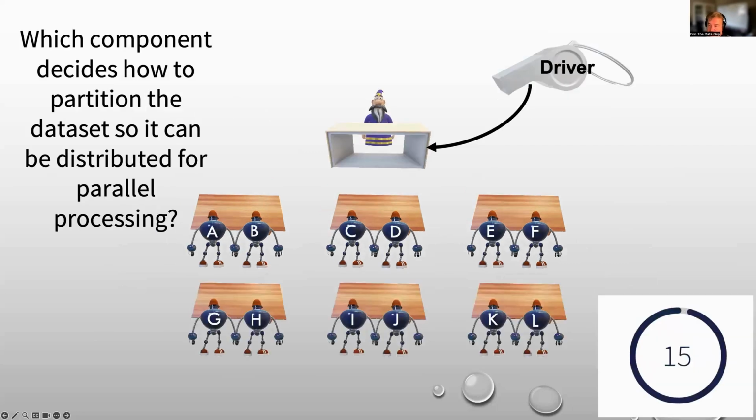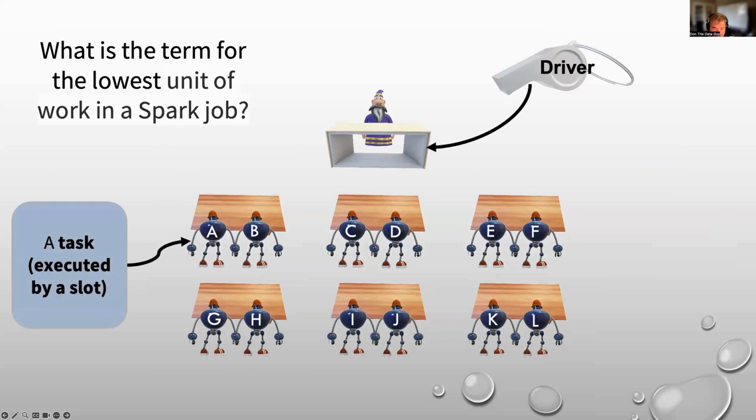So let's look next at what component decides how to partition the data and how it should be distributed. Well, of course, that is the driver ultimately, but we're also going to see that a task is executed in one of these slots, one of these robots that you see here. And again, if we think back to that hierarchy, we can determine, okay, given this cluster size, I should have 12 tasks running at any given time, if at all possible.